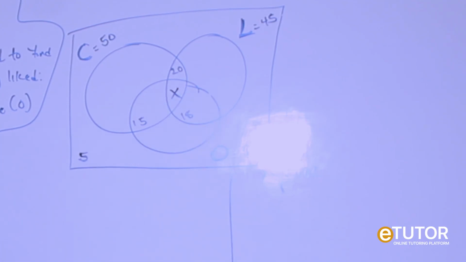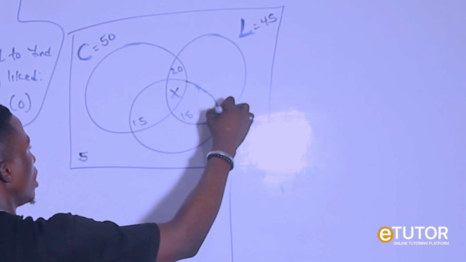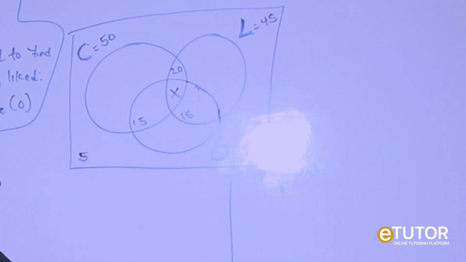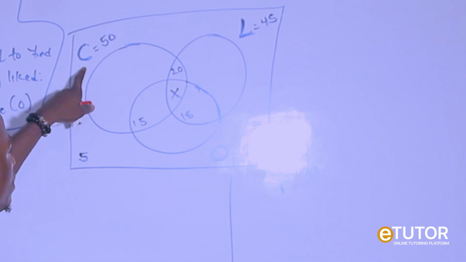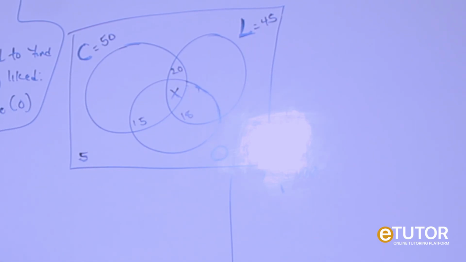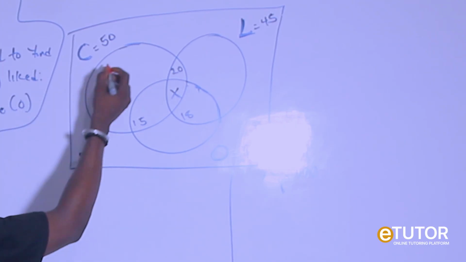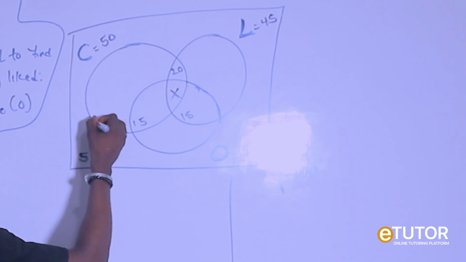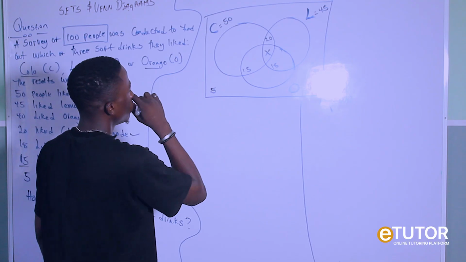Now let us look at this diagram closely. We have labeled our parameters inside, but now we have to do some tweaks. People that liked cola were 50, people that liked lemonade were 45, people that liked orange were 40. So let us find the number of people that liked cola only, because here is the number of people that liked cola, but we don't know the number that liked cola only. So let us find that.